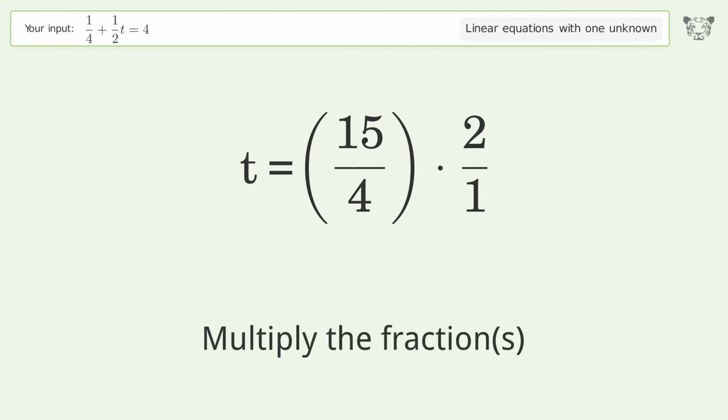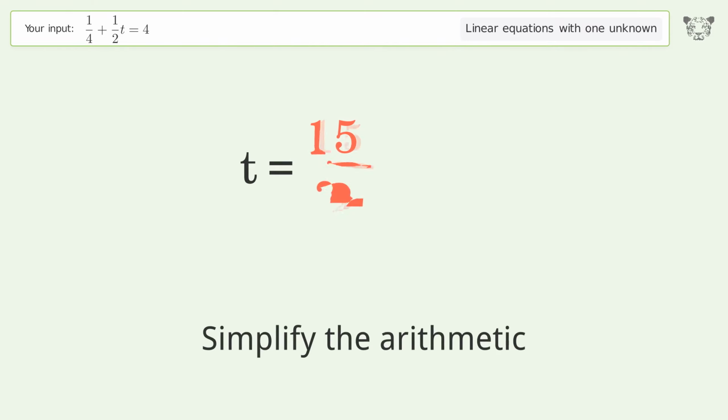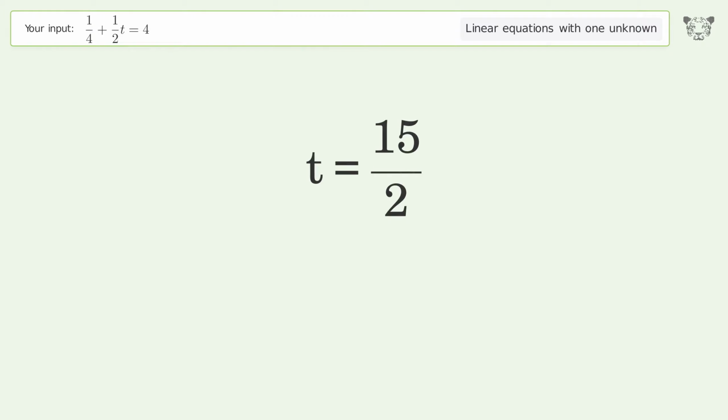Multiply the fractions. Simplify the arithmetic. And so the final result is t equals 15/2.